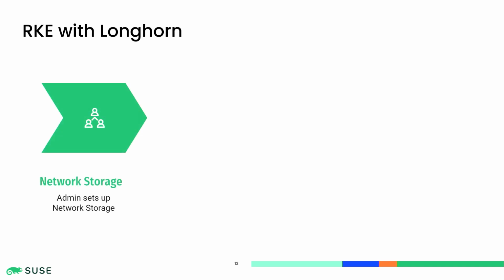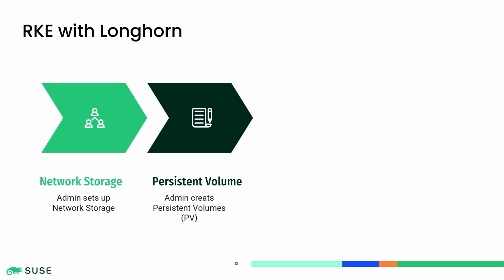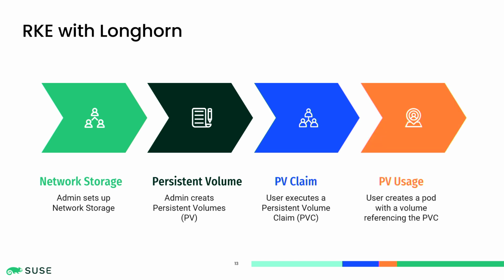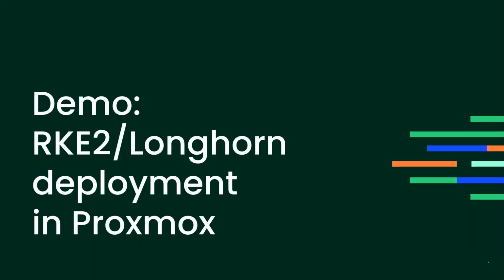So having that RKE, we need to have the network storage, we have the persistent volumes, we have the persistent volume claims. So a Kubernetes application needs to claim a storage which is automatically provisioned by the Longhorn, and you can use that physical volume. And now we want to go into a demo. So let's look how it would work. We'll see.